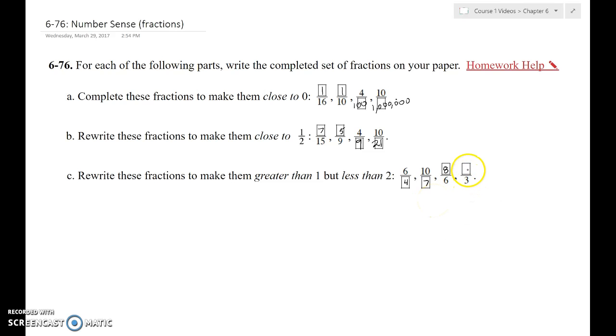All right. So 3/3 would be 1 whole. 6/3 would be 2. So how about 4/3? That is greater than 1, less than 2.